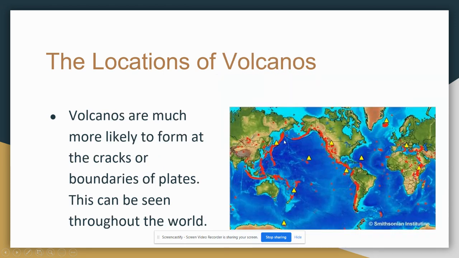Another piece of evidence that we use is the location of volcanoes. So we've already talked about why volcanoes will form at plate boundaries. We'll go into more detail when we talk about volcanoes specifically, but this map showing the location of volcanoes actually tracks really well with the different types of boundaries that we find in different places.